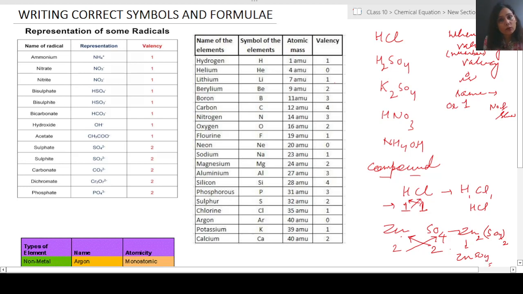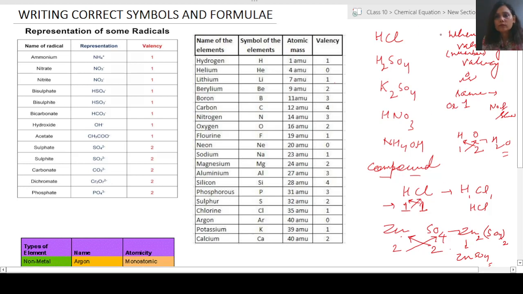But there are other conditions where we show valencies. For example, hydrogen and oxygen. Hydrogen valency is 1, oxygen valency is 2. This 2 will go to H, this 1 will go to O, and it will form H2O. So valencies are always mentioned when they are opposite or not the same, and valencies always go to their neighbor.